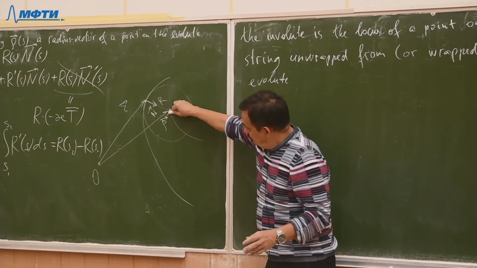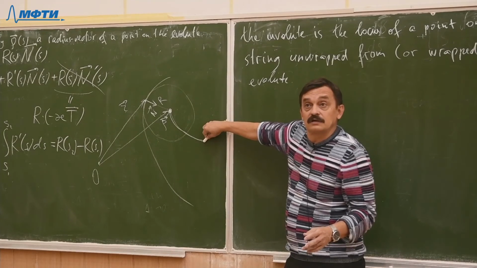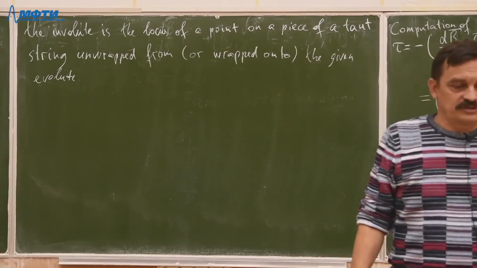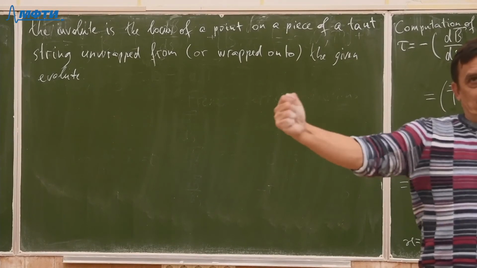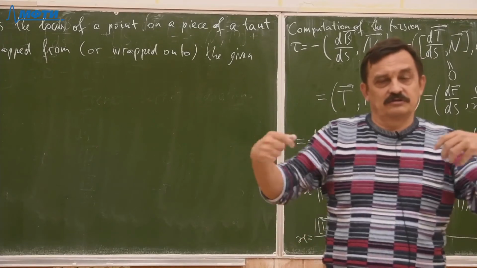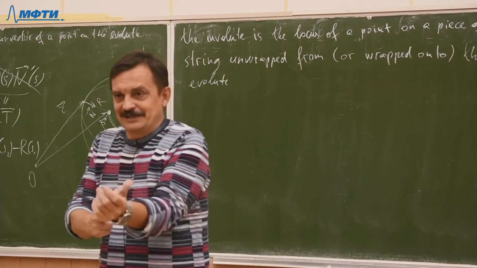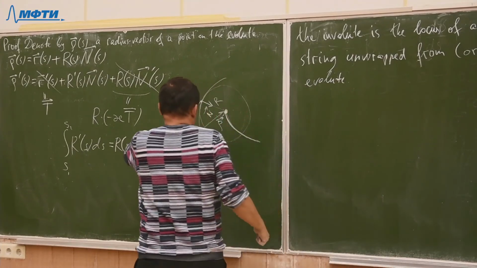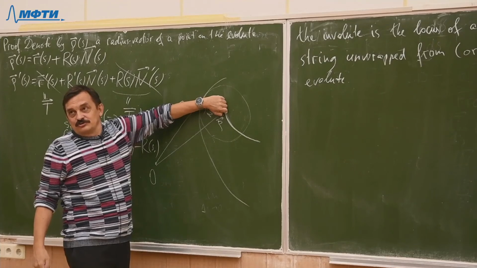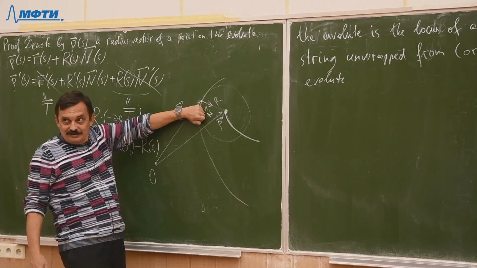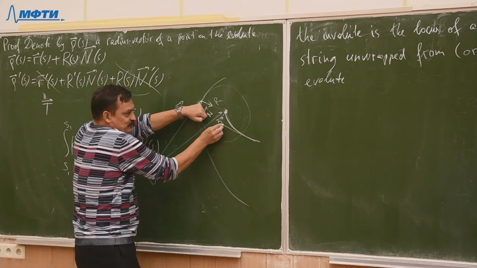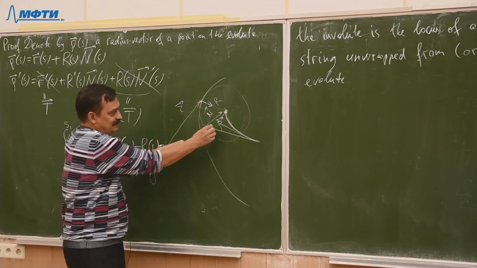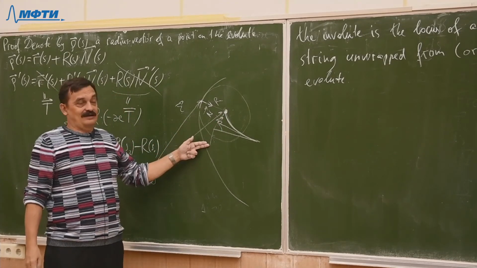So you have a string. Piece of a taut string. Yeah, you have a string which is not a... My English is not sufficient. So you see, you have a string, right? Then what you do? You take this string and unwrap it from a curve, and that is a taut string. So every time it should be very straight, right? And when you do it like that, then this point is precisely the involute.